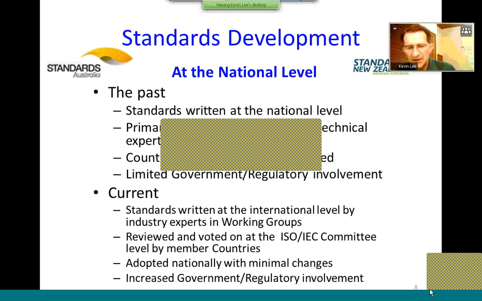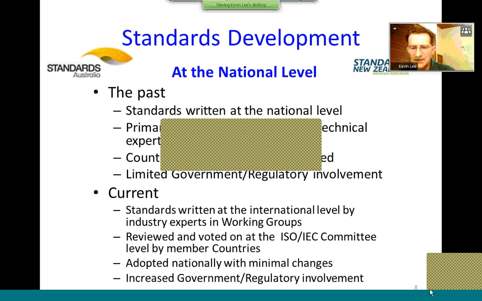We've seen a big shift, and currently standards are written more at the international level by industry experts in working groups. Those standards are then reviewed and voted on at the ISO or IEC committee level by member countries. So in other words, a refrigeration standard will go up to an ISO technical committee after it's been written, and it'll be reviewed by all the member countries that are participating in that particular ISO standards committee. Once it's approved, those standards can then be adopted nationally with minimal changes.